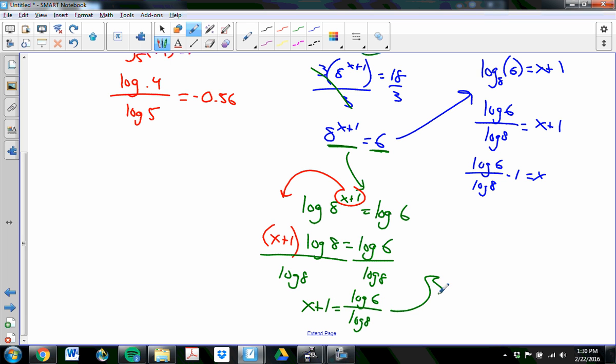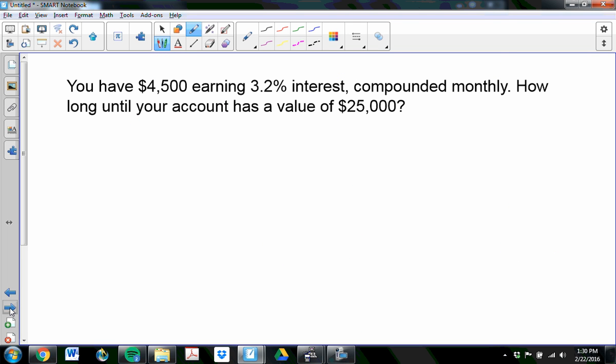Subtract the 1. And look, these two things are the same. It actually ends up being the exact same method. They just look a little bit different in the start. So now we can solve worthwhile problems like this one.